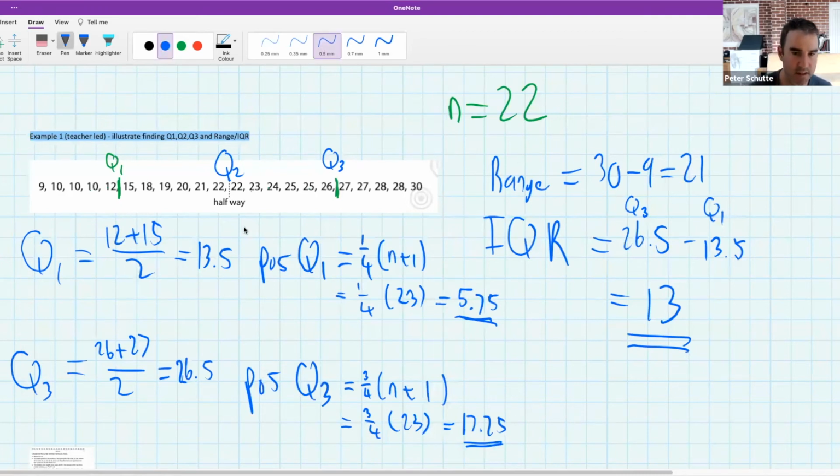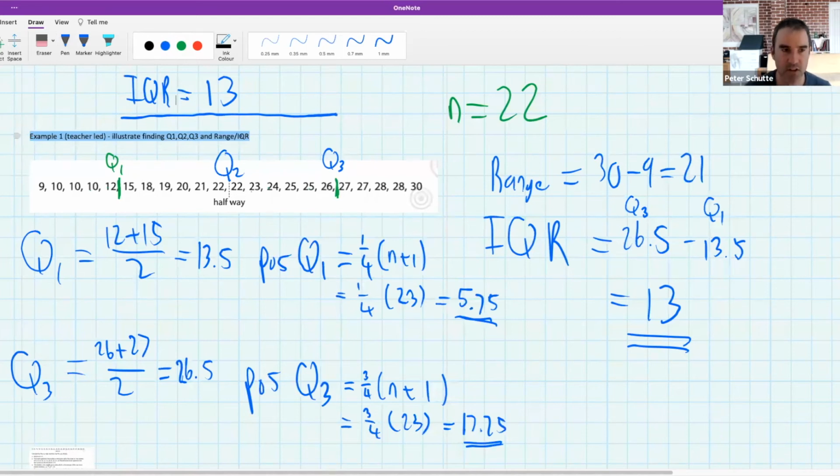It means that the middle 50% of the data is sitting within a range of 13 units. And what you just found was that the interquartile range was 13. It basically means the whole 50% of your data is sitting in that amount of space.